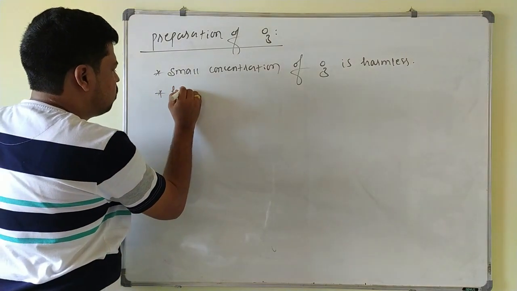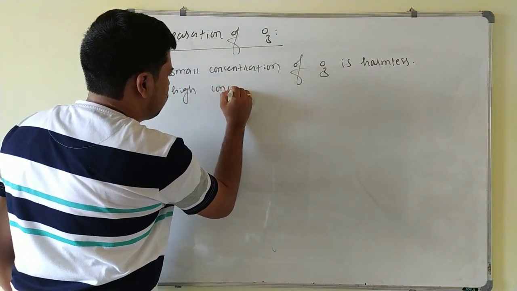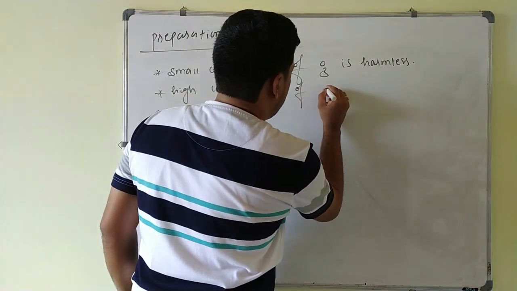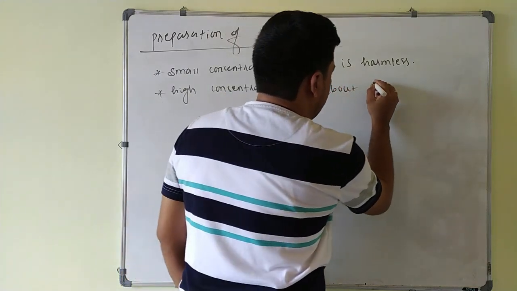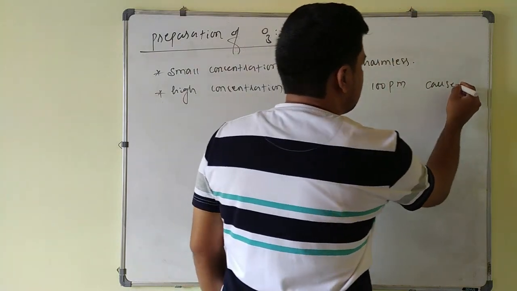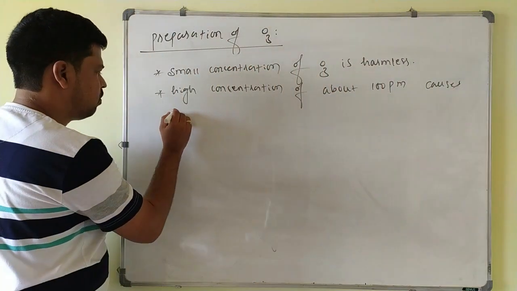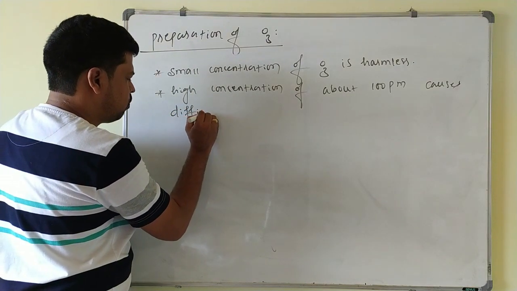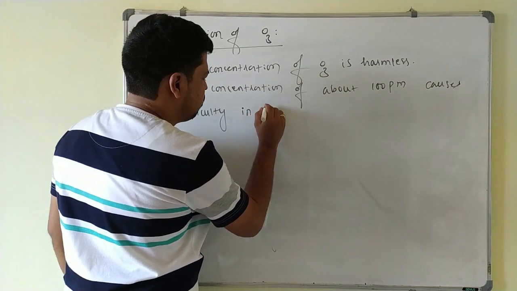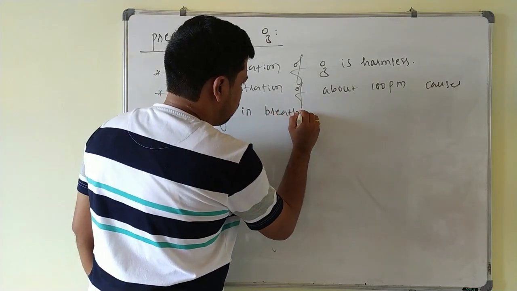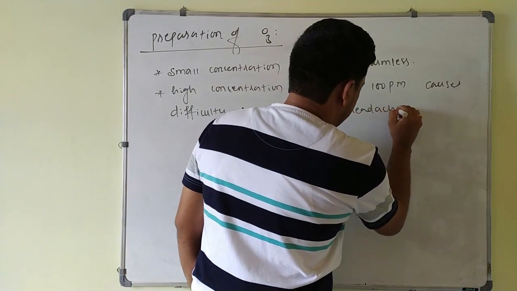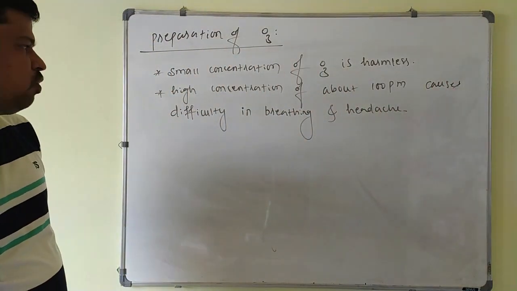High concentration of about 100 ppm causes difficulty in breathing and headache. So this is the effect of O3.